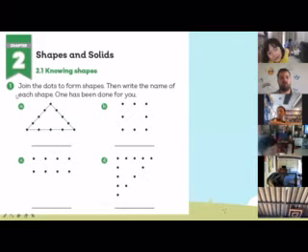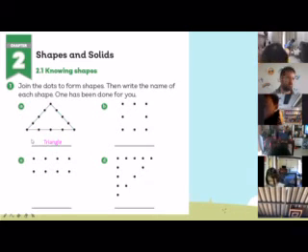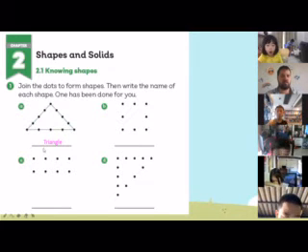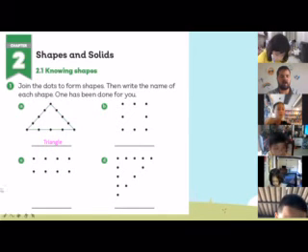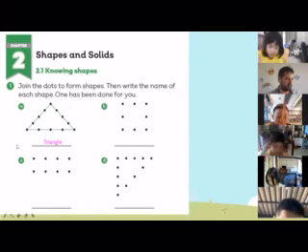So A has been done for us. So you see how they joined the dots, and they drew a triangle. So under A, I would like you to write the word triangle. Okay, so I'm going to spell it out loud. Triangle is T-R-I-A-N-G-L-E. Triangle.